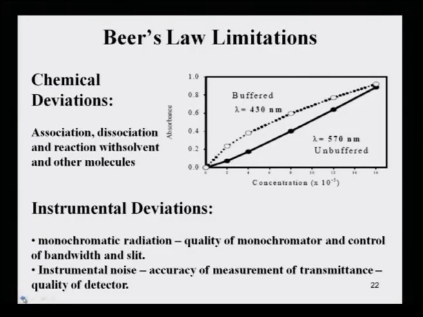Instrumental deviation, monochromatic radiation, quality of the monochromator, and control of bandwidth and slit are other parameters that need to be considered. Instrumental noise, accuracy of measurement of transmittance, and quality of the detector also should be very good. If these have a little bit of discrepancy, or if the instrument shows any kind of deviation, or is not regularly calibrated, or if the quality of monochromatic light is not good and the bandwidth and the slit are not maintained at the right parameters, then also Beer-Lambert's law will not hold good.